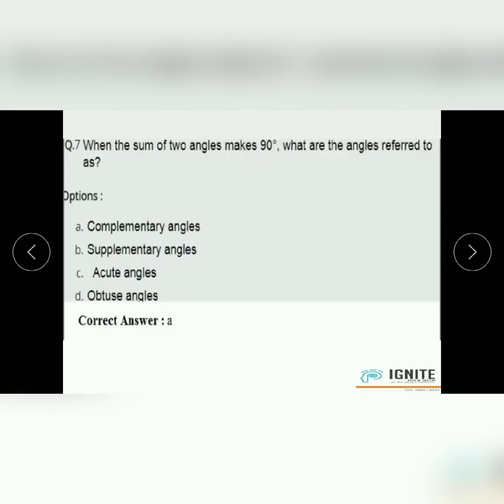A complementary angle is an angle that adds up to 90 degrees, whereas a supplementary angle adds up to 180 degrees. So a supplementary angle lies on a single straight line, and a complementary angle is a right angle. Here the question is: the sum of two angles makes 90 degrees. We already discussed that a complementary angle is an angle that adds up to 90 degrees. Therefore, the correct answer is complementary angle.